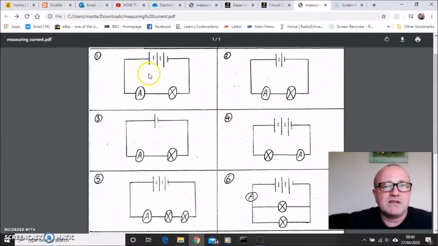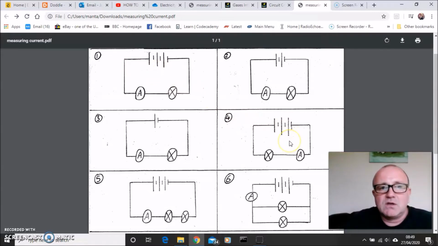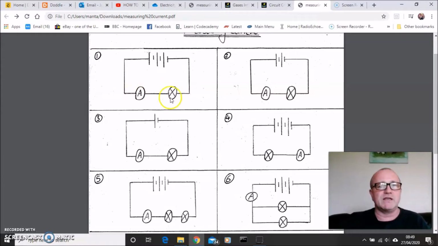So for example, if we take circuit number 1 and we take circuit number 4, they've both got one bulb, they've both got 3 cells. The only difference is the position of the ammeter. And you should have noticed that the reading on both of those was exactly the same. So that's just a little recap on what you should have learnt from the last experiment.